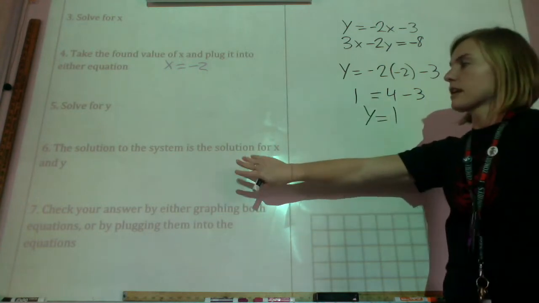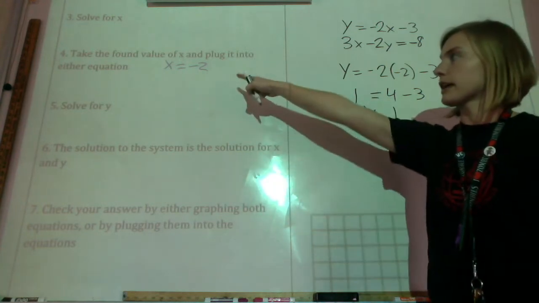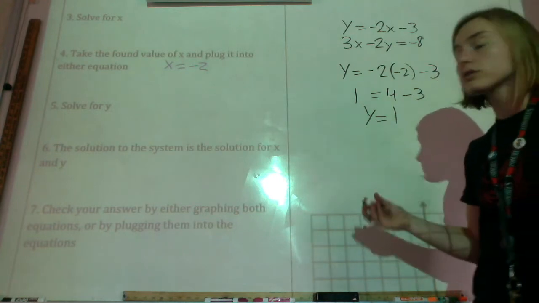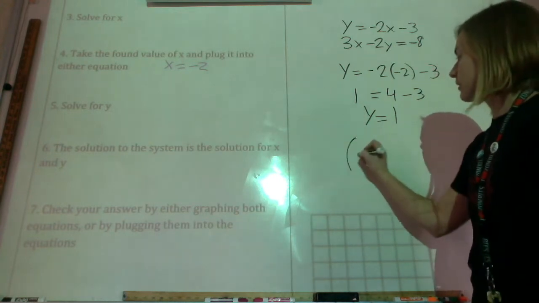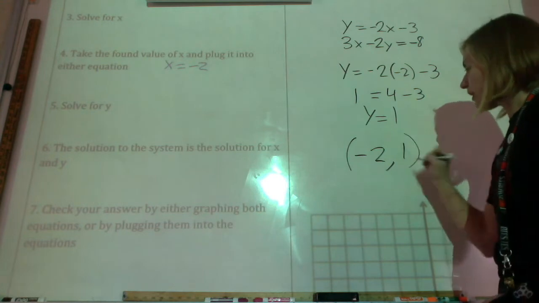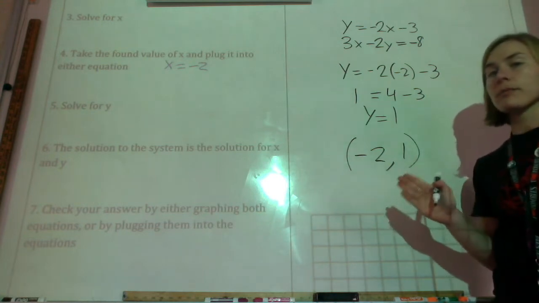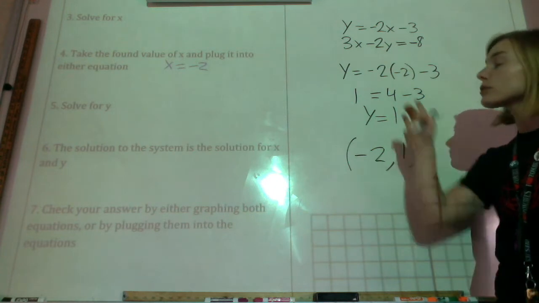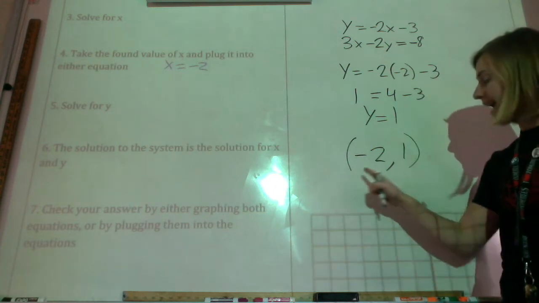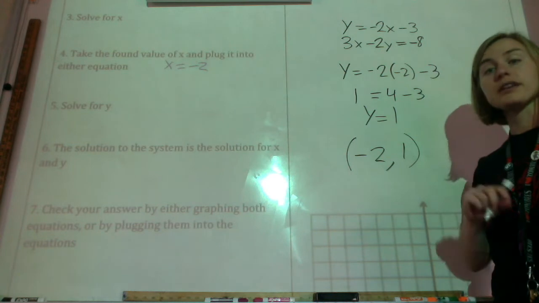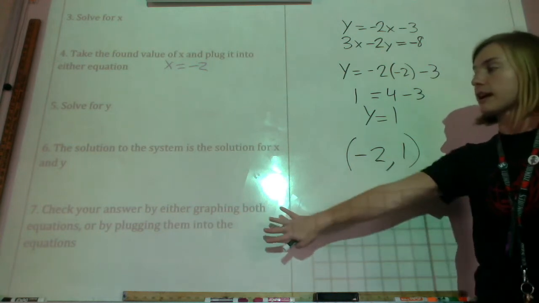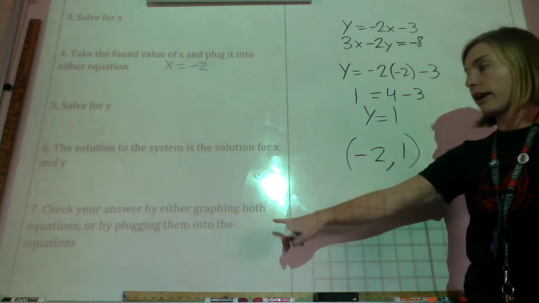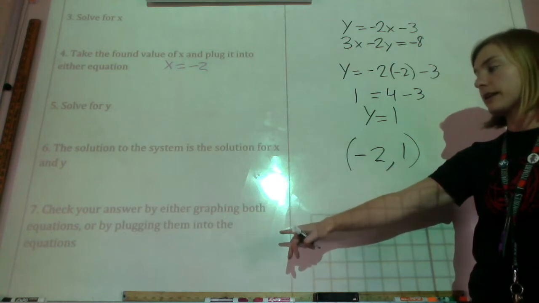Step 6 says the solution to the system is the solution for x and the solution for y. So the whole solution was negative 2, 1. Now remember back to our lesson last time of what this means. This means that those two equations cross at negative 2, 1. And we can check this by graphing, so that's actually the last step. Check your answer by either graphing both equations or by plugging them into the equations.